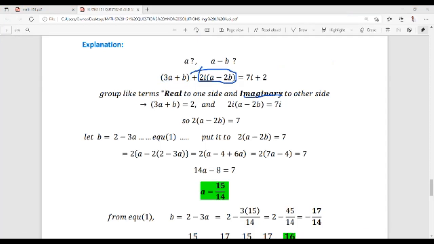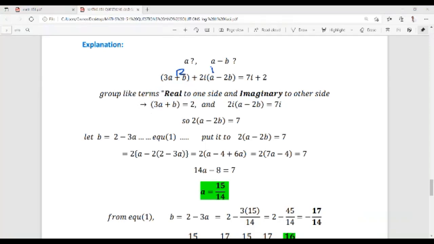Okay, so if you want to group like terms, you have to group the real parts on one side, then the imaginary part on the other side. That is how you group like terms in complex numbers. Are you okay now? Okay, so the real part, which is this one, has been brought to this side. This is the R, and this is the I.